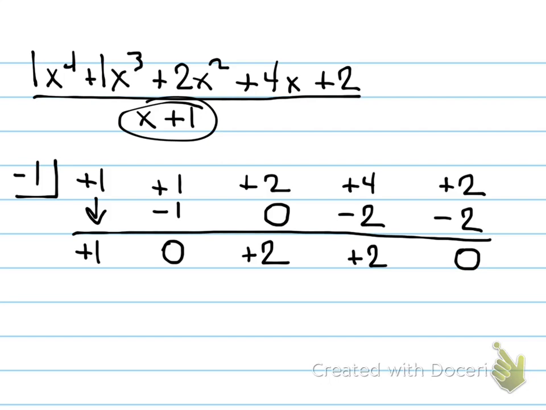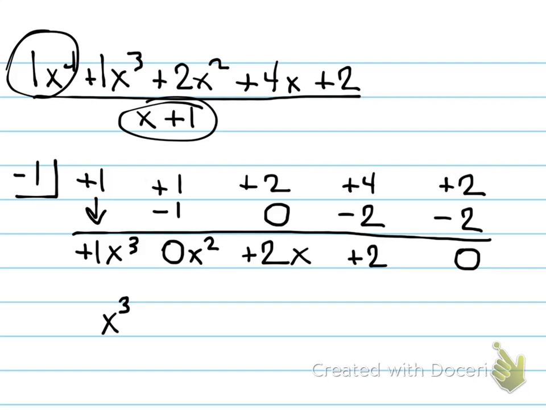Okay? But that's not my answer. What do I have to put back in now? The variables, the x's. It started off up here as x to the fourth, so what's it going to be down here? x to the third, plus 0x squared, plus 2x, plus 2. That's the number term, right? What's the 0 back at the end? The remainder.